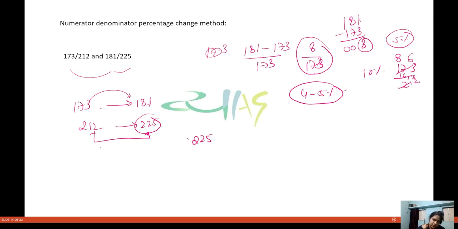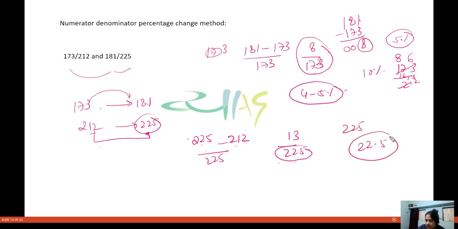If the numerator is increasing, then the ratio increases, but if the denominator is increasing, then it decreases. And which one is increasing more? The denominator. So when the denominator is increasing more, your ratio is decreasing. That means this one will be less than this one: 173 divided by 212 is greater than 181 divided by 225. This is the same thing we got when we did the last method.